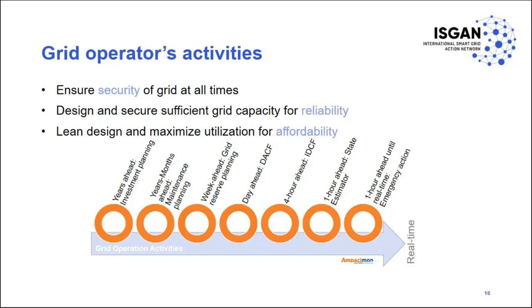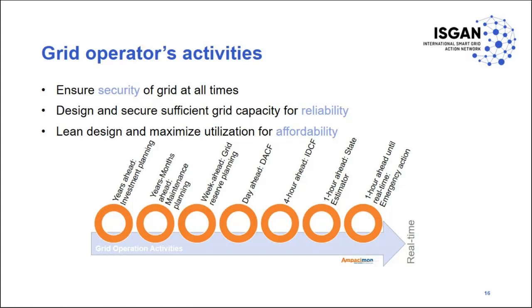Grid operators exist in various forms of company structures around the world. In Europe, there are transmission and distribution system operators who own, maintain, and operate the grid assets like power lines and substations. They also have the mandate to ensure that there is sufficient generation to meet demand at all times, even if they may not actually own the generation or retail businesses themselves. The core mandate of a system or a grid operator is to ensure the security of the grid at all times, so there is no damage to the grid assets, and to design and secure sufficient grid capacity for reliability so that the cause of a power outage to customers is not caused by insufficient capacity to transport energy from the power plants to the consumers.